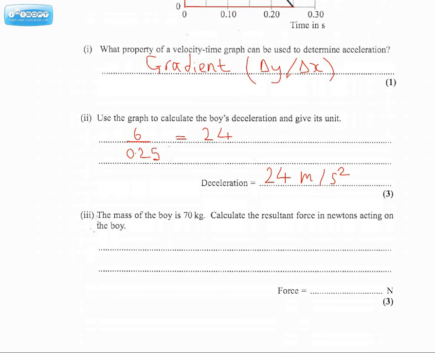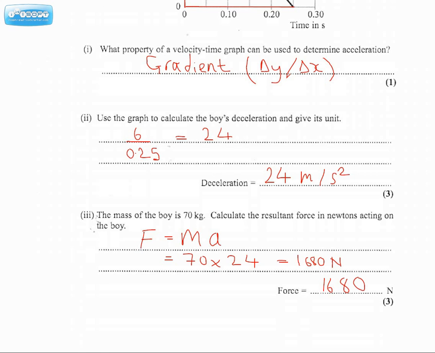We're then told that the mass of the boy is 70 kilograms, and it asks us to calculate the resultant force in newtons acting on the boy. So we can simply apply Newton's second law here, which is F equals ma, and by substituting our values for mass of 70 and acceleration, which we calculated in the previous question, we have the following: 1680 newtons, and that's our answer.